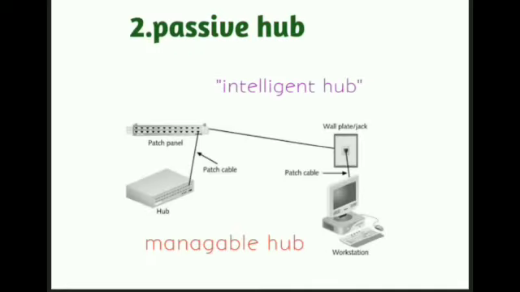Coming to the second one, passive hub. This passive hub is also called an intelligent hub or manageable hub. Simply we can say a passive hub is just a connector which connects wires coming from other devices. It does not provide any processing or regeneration of signals, so it is a passive network that joins wires from several stations in a star configuration.